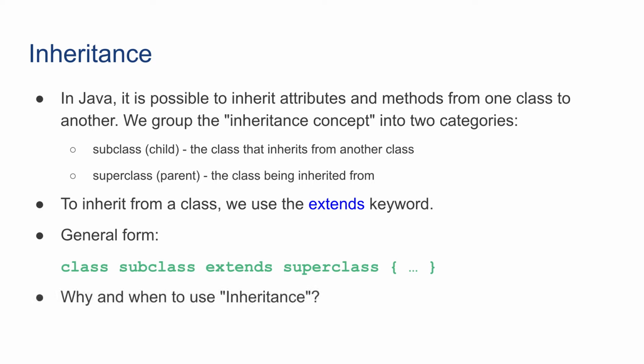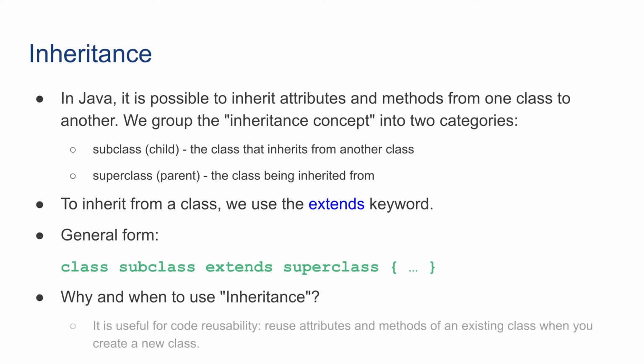And why and when to use inheritance? It is useful for code reusability. So reuse attributes and methods of an existing class when you create a new class. We should also mention that the subclass and the superclass should somehow be related. They should be around similar concepts. And in general, superclass is a more generic class and subclass is more of a specific class.